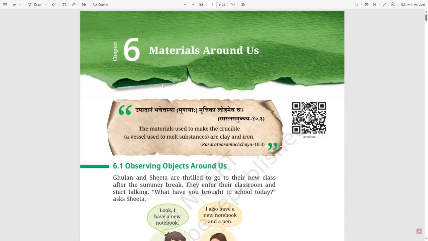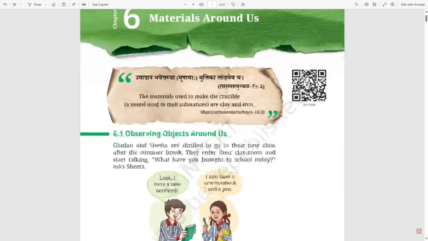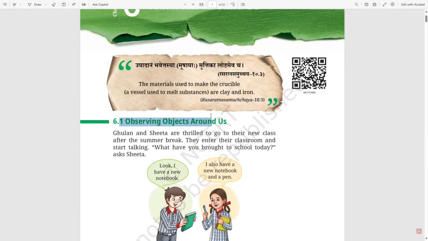Okay, today we will read NCERT Chapter 6, Materials Around Us. Observing objects around us. Dulan and Shita are thrilled to go to their new class after the summer break. They enter the classroom and start talking. What have you brought to school today?